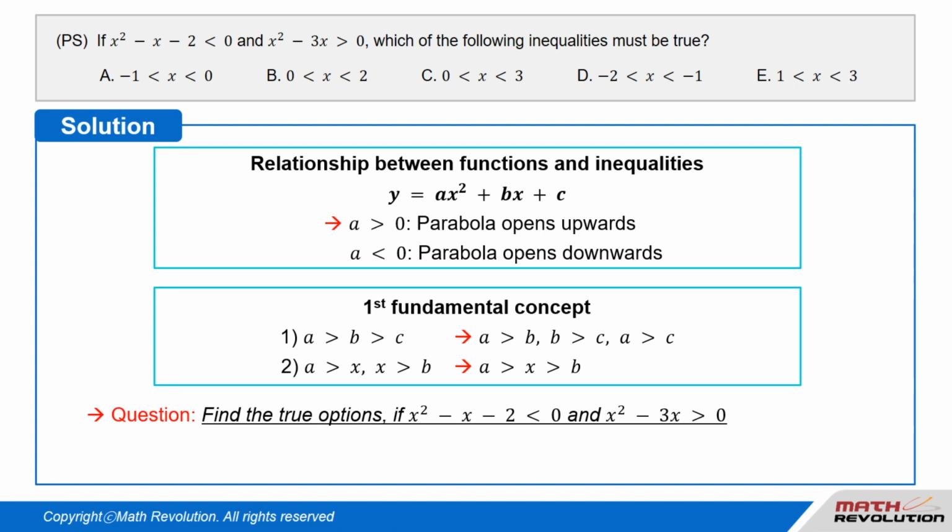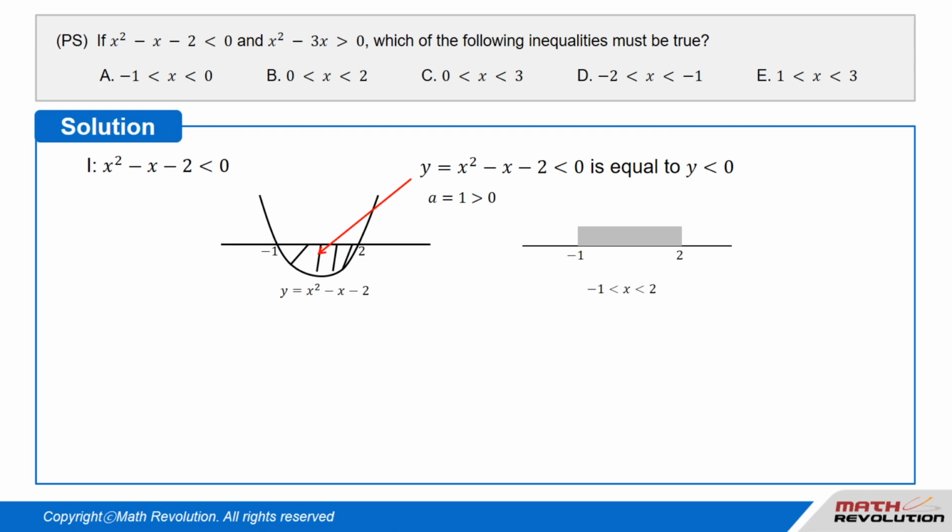That would be true if x squared minus x minus 2 is smaller than 0, and x squared minus 3 times x is greater than 0. Let us check each inequality separately. Case 1. X squared minus x minus 2 is smaller than 0.